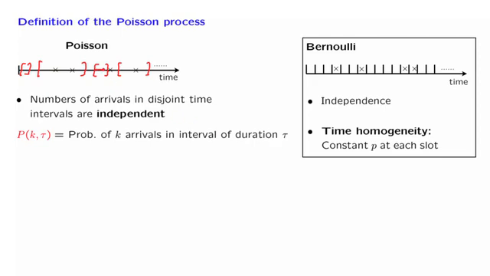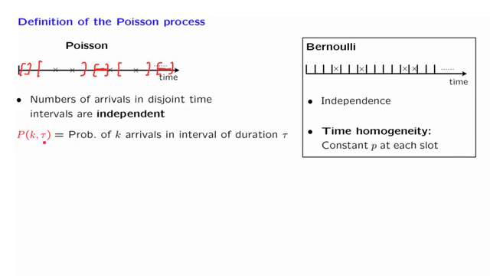So if this is an interval that has a certain duration and this is an interval that has the same duration, the probability of 3 arrivals in this interval is going to be the same as the probability of 3 arrivals in that interval. And therefore, since this probability does not depend on where the interval sits, that probability will be fully defined by the number of arrivals that we're interested in and the length of the interval as opposed to the location of the interval. So we will be using this notation here to indicate this probability.